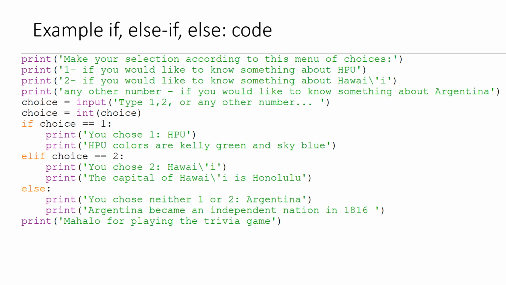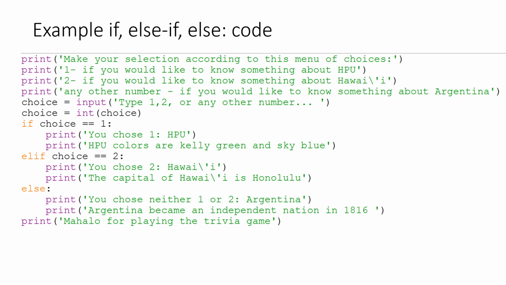So the first 4 lines are output to the screen. Those are for the menu. So make your selection according to this menu of choices. 1, if you would like to know something about HPU. 2, if you would like to know something about Hawaii. Any other number if you would like to know something about Argentina. So choice equals from the input, and we prompt the user type 1, 2, or any other number. And we're going to use that as a number because we're going to compare that. So we need to convert that to an integer.